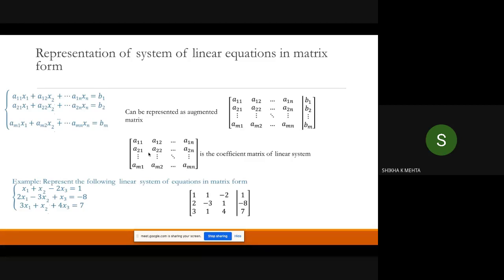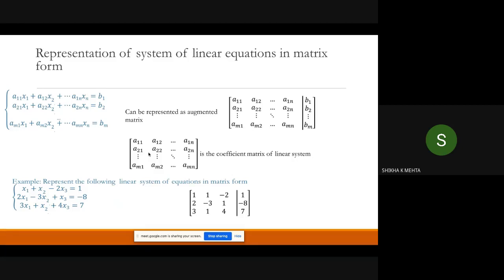So here you can see we have different representations of the system of linear equations when we represent that in the form of a matrix. So the first matrix, here we see that a11, a12, and so on. We know we represent a matrix in the form of rows and columns.